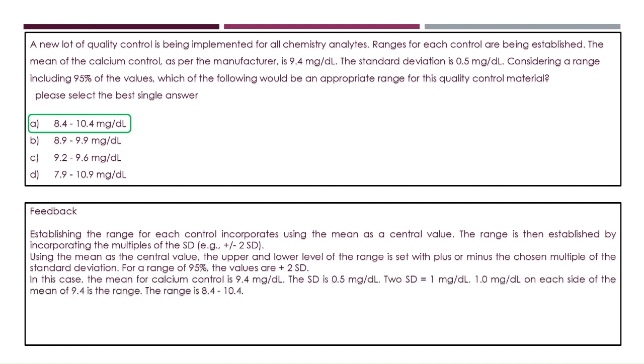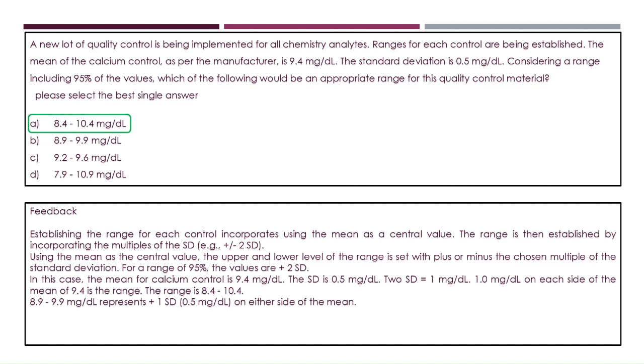In this case, the mean for calcium control is 9.4 milligrams per deciliter. The SD is 0.5 milligrams per deciliter. 2 SD equals 1 milligram per deciliter. 1 milligram per deciliter on each side of the mean of 9.4 is the range. The range is 8.4 to 10.4.